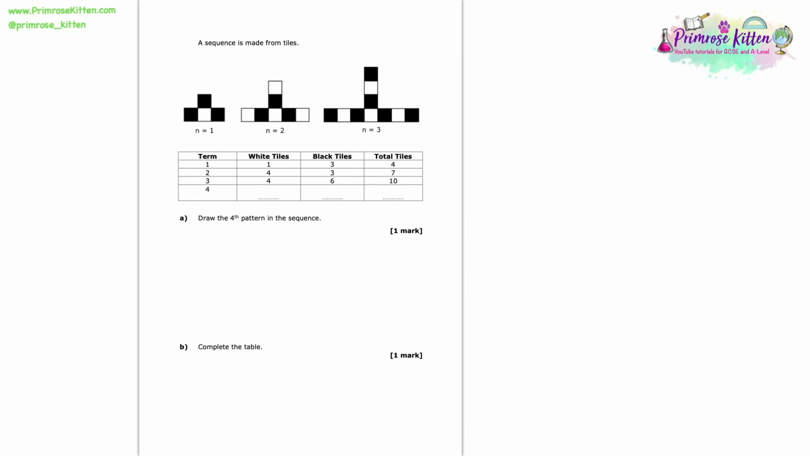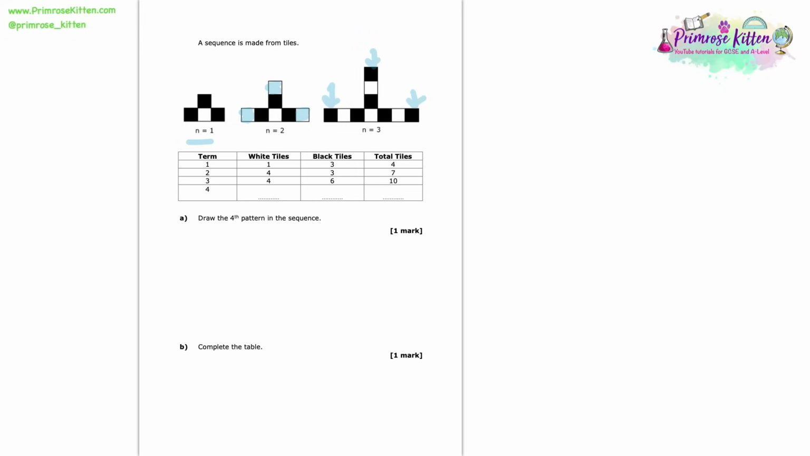So here we're told that a sequence is made from tiles. We're asked to draw the 4th pattern in the sequence. So looking at each sequence here, you can see that as we go from one term to the next, we add on an extra 3 squares. But we're alternating whether we're adding the white squares or the black squares.